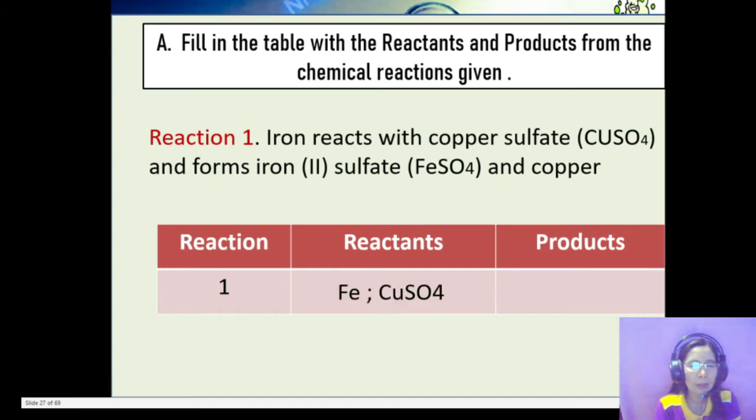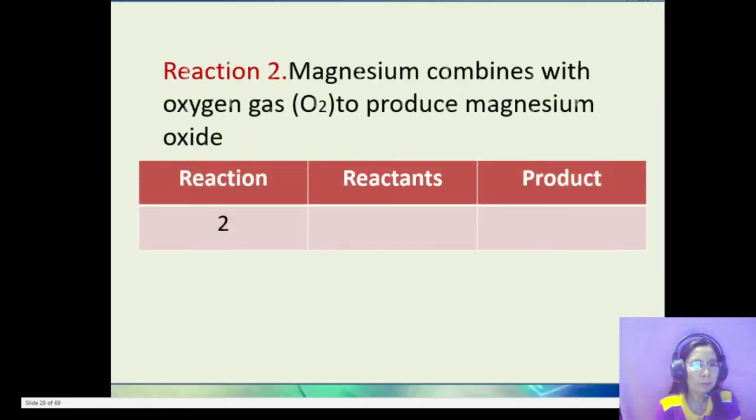Okay, very good. You have iron and copper sulfate as the reactants, and the products are iron 2 sulfate and copper. So in reaction number 1, there are 2 reactants and 2 products. Let's proceed to reaction number 2. Magnesium combines with oxygen gas to produce magnesium oxide. Again, with your paper and pen, answer this in 2 seconds.